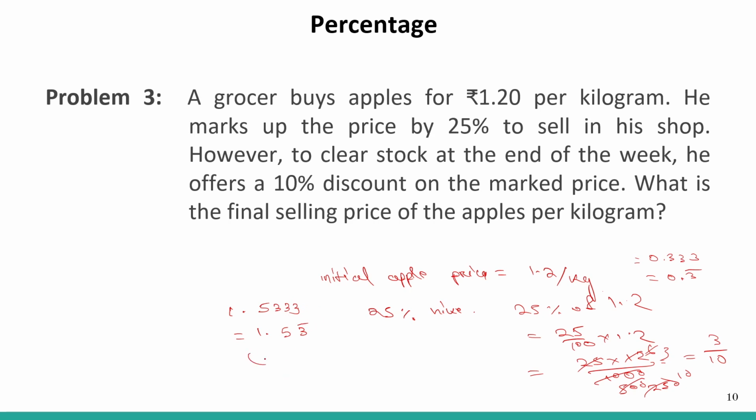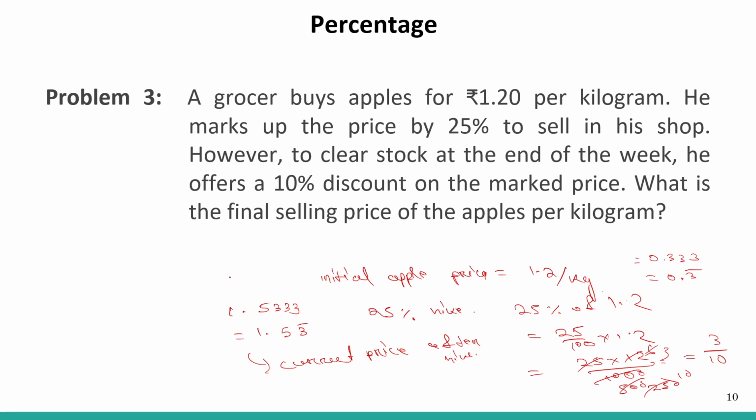Okay, so this is the current price after the hike. However, to clear the stock at the end of the week, he offers a 10% discount on the mark price. So what is the final selling price? What happens next is we get a 10% off on this price. He offers a 10% discount on the mark price.